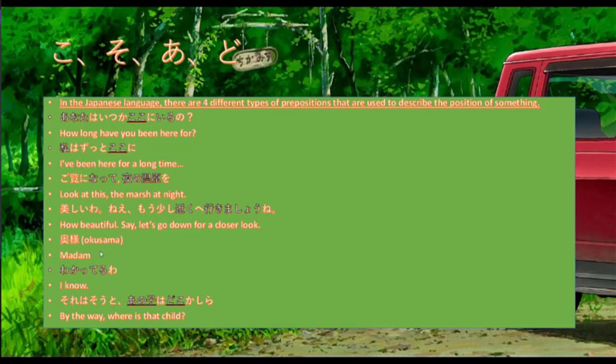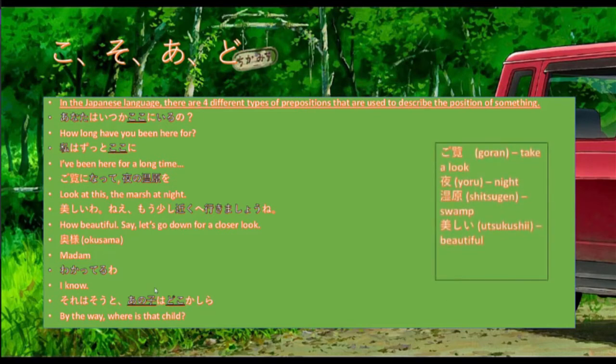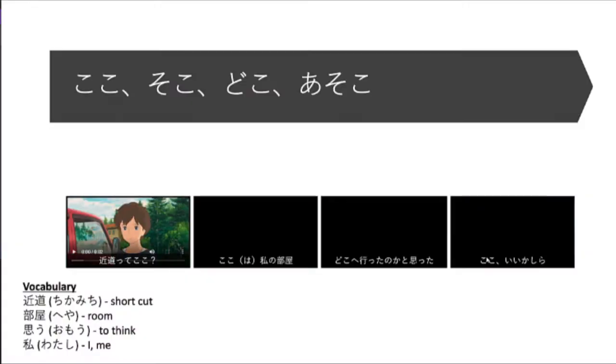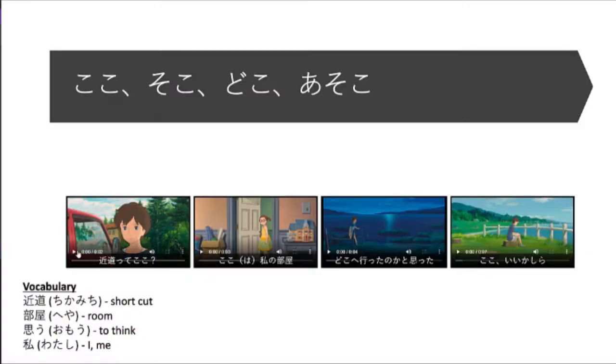So we've just got some other dialogue as well, but you can see how the koko links into the sentence. Oh, okay. We've got the vocabulary here. Yoru, shitsuke, and so on. Again, if we look at examples, chikamichi means shortcut. Literally, the kanji for short, the kanji for road, short road, chikamichi, shortcut.